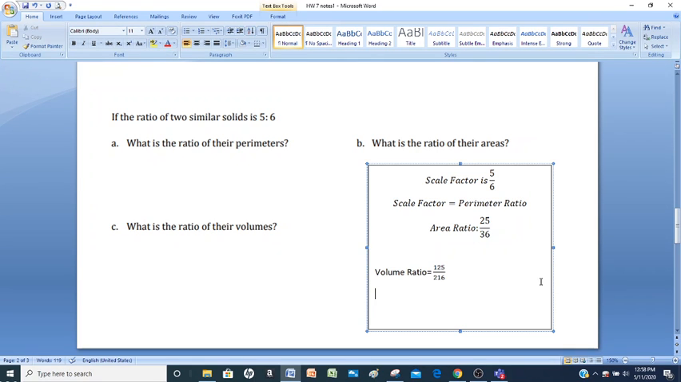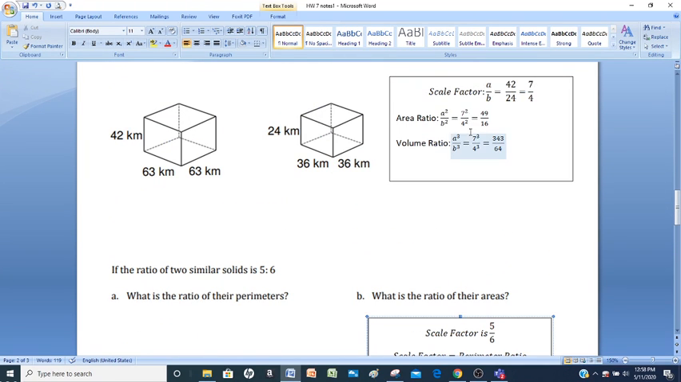And that's it. Okay, so this is what you do when you're given your scale factor and you want to get your area ratio: square it. If you're given your scale factor and you want to get your volume ratio, cube it. Okay, don't forget, square to get your area, cube to get your volume.